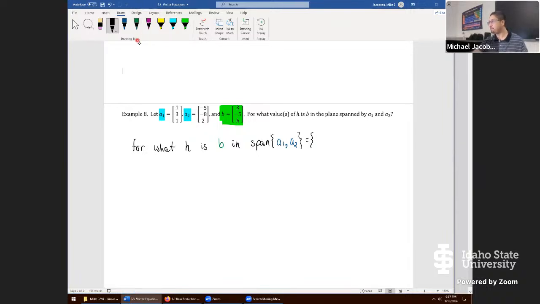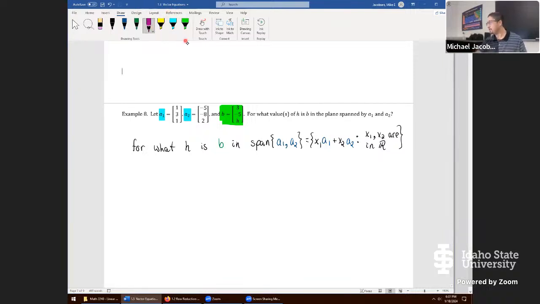Span of a1, a2 is going to be equal to x1, a1 plus x2, a2, such that x1, x2 are in R, the real number line. So this is what we're dealing with. We're wondering, is b inside here? If it is inside there, the only way that could potentially happen is if we take this and equate it to b. So that's going to be our next step.